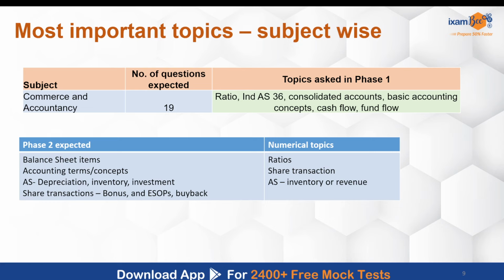So coming back to the important topics, let's go subject wise. Commerce and accountancy, I expect 19 questions to come in phase 2 from commerce and accountancy. The topics that have already been covered include ratio, Indian Accounting Standard 36, which is a little related to fixed assets, not entirely, not directly. Then there was a simple conceptual question related to consolidated accounts. There were basic accounting related concepts, and a cash flow and fund flow question had come.